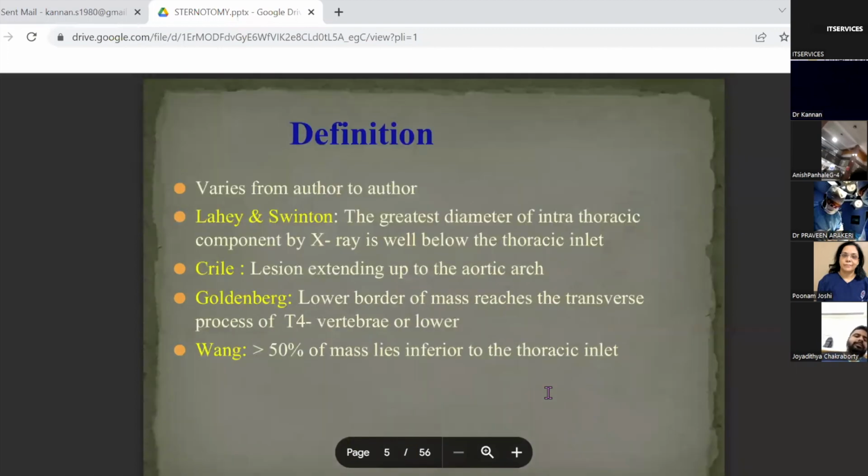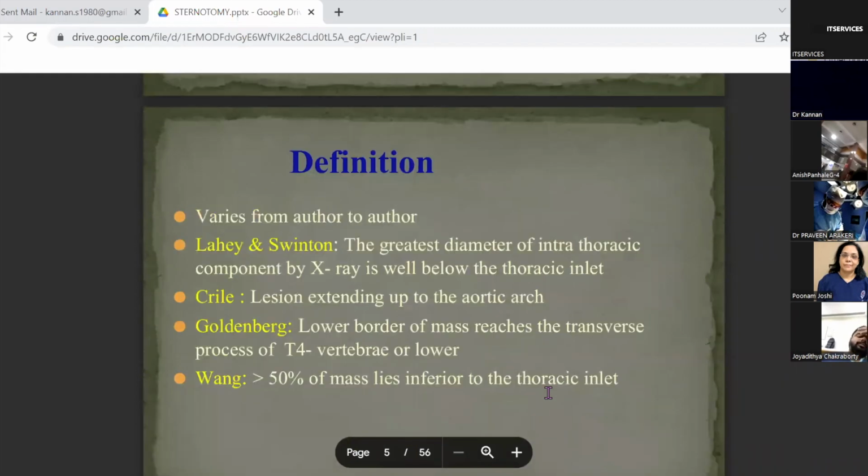Now, the other most common reason why we do sternotomy is retro-sternal goiters. About 80% of the retro-sternal goiters will come from the neck. So before getting into detail, let's first know what a retro-sternal goiter is. There are various definitions given in the literature.